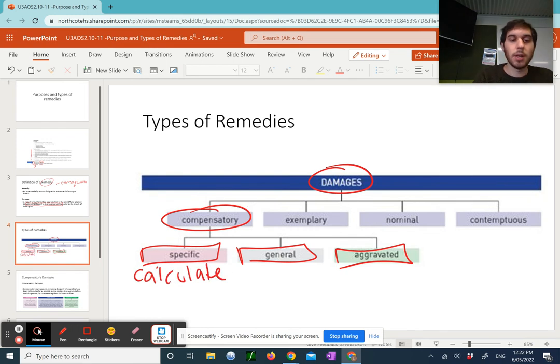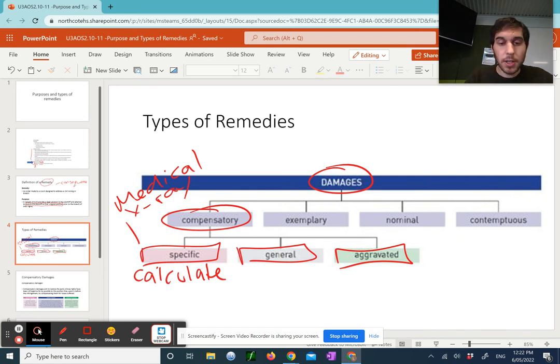So for example, we might think here of medical expenses. If this is a negligence case, someone's pushed you out a window and you've broken your leg, and you had to go to the doctor and get an X-ray, and that X-ray cost you $800. Well, we can specifically calculate that amount, and we can ask the defendant to pay you that exact amount back. So this is specific compensatory damages. We're compensating you for the exact amount of money that you spent.